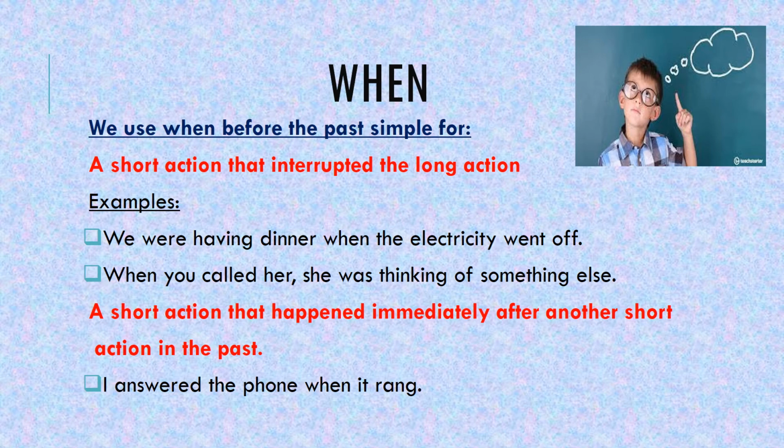We use when before the past simple for a short action that interrupted the long action. For example, we were having dinner when the electricity went off. Another example, when you called her, she was thinking of something else.